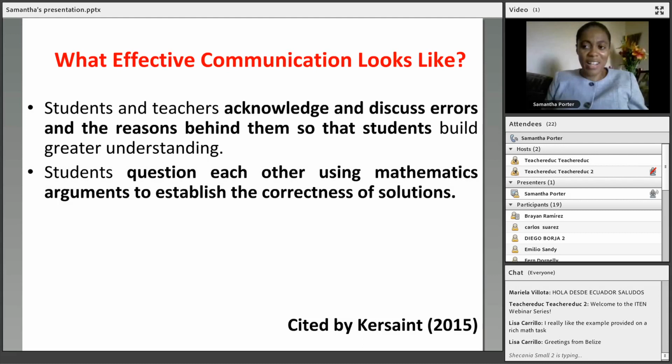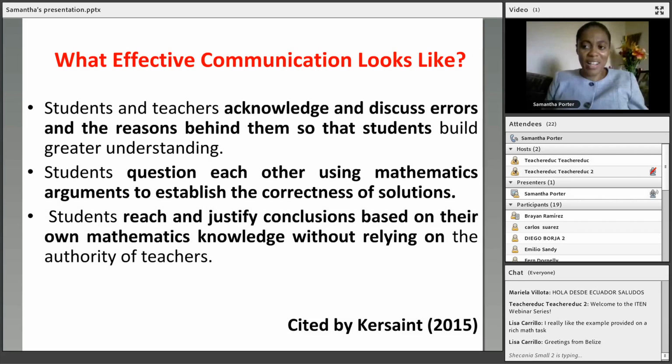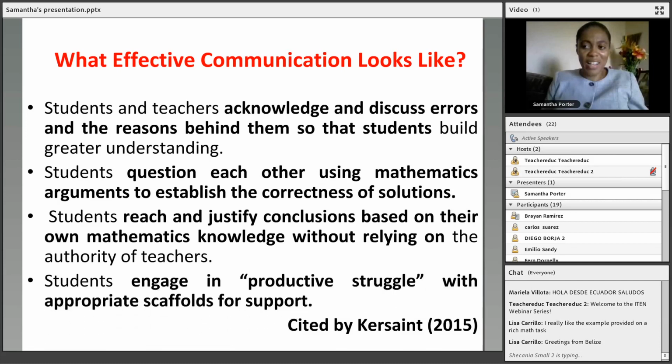Students question each other using mathematical arguments to establish the correctness of solutions. Can we truly say that in our class, when I'm teaching mathematics, my students are questioning each other using mathematical arguments in order to determine whether their solutions are correct? This is what effective communication looks like in the classroom. Students reach and justify conclusions based on their own mathematical knowledge without relying on the authority of teachers.